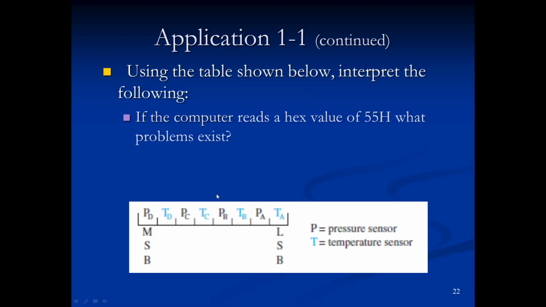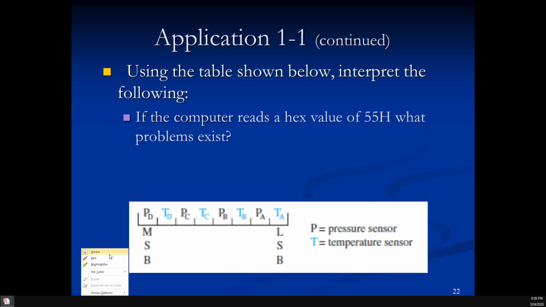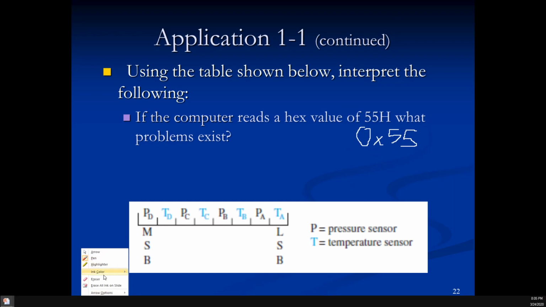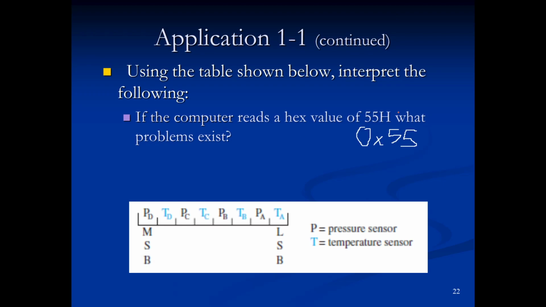So then they're saying, using the same table, if the computer reads a hex value of 55 hex, the H just means it's a hex number, and just FYI, you'll also see oftentimes numbers written in hex as 0x whatever, the 0x indicating that it's a hex value. But here they're using the H to indicate that. So anyway, we're saying the computer reads a hex value of 55.